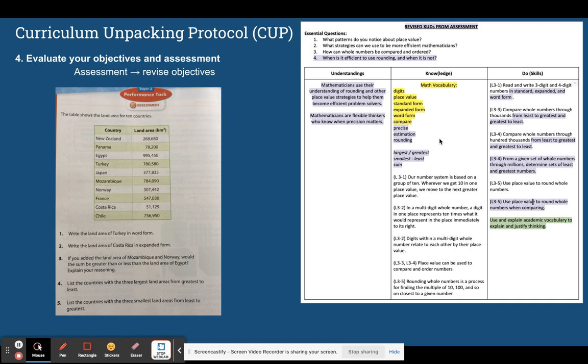I saw in here, because of these understandings, I want to make sure that I teach them what the words precise, estimation, and rounding are. So I'm going to add in that vocabulary in addition to what Katie already had here.